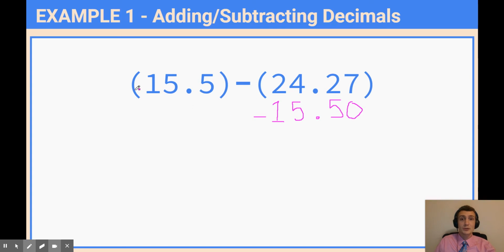Now notice we chose to rewrite the smaller number. If these were switched and it was negative 24.27 and 15.5 in that order, I would still have the smaller number written below because it's so much easier to subtract by hand that way.